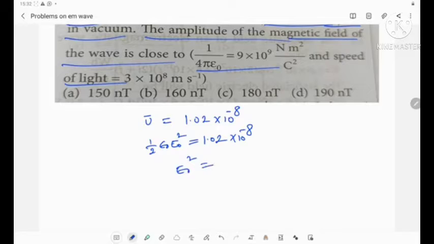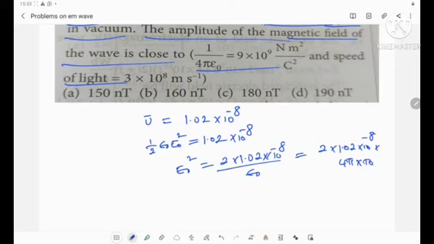Therefore E naught square is equal to 2 into 1.02 into 10 to the power of minus 8 by epsilon naught. This becomes 2 into 1.02 into 10 to the power of minus 8. 1 by epsilon naught is nothing but 4 pi into 9 into 10 to the power of 9. This becomes E naught square is equal to... from this E naught is equal to, after simplification, this becomes 48.